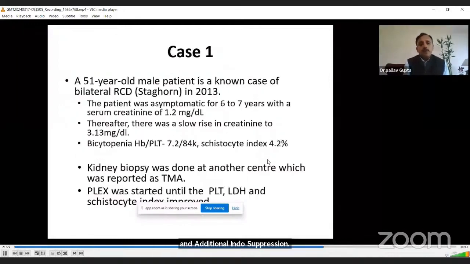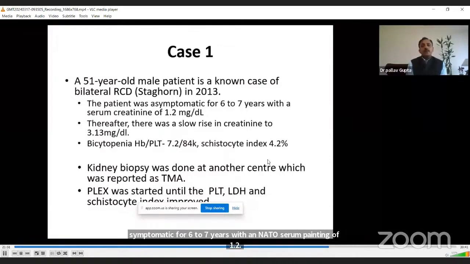So let's look at a few of the representative cases. Case 1 is a 51-year-old male patient, a known case of bilateral renal calculus disease, and the patient was asymptomatic for 6 to 7 years with a nadir serum creatinine of 1.2. Thereafter, there was a slow rise in the creatinine to 3, bicytopenia with hemoglobin and platelets of 7.2 gram and 84,000 respectively, and schistocyte index of 4.2%. Kidney biopsy was done at another center, which was reported as TMA.